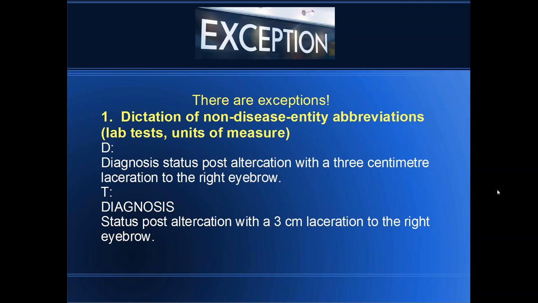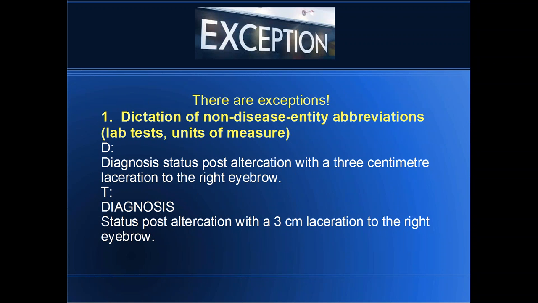So it says that the dictation was diagnosis status post altercation with a 3-centimeter laceration to the right eyebrow. Because this is an exception here and it's dictating a non-disease entity abbreviation, a unit of measure, we would include it, as you can see on the screen: status post altercation with a 3 cm, as in the abbreviation for centimeter, laceration to the right eyebrow. And this is correct, and I hope it makes sense to you on a couple of levels.